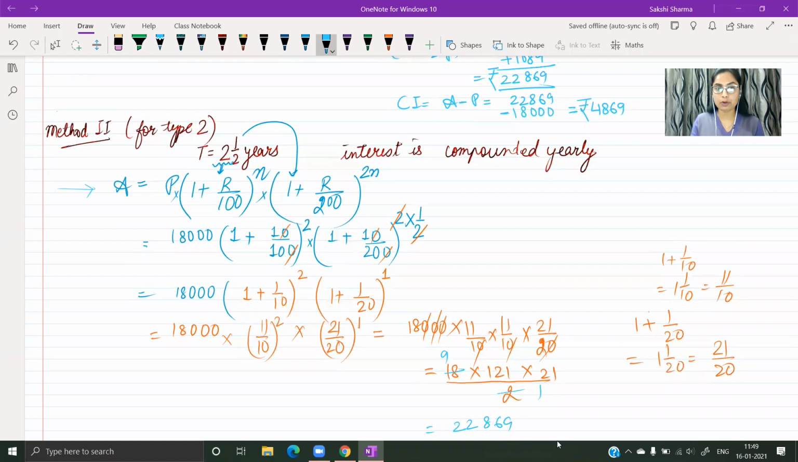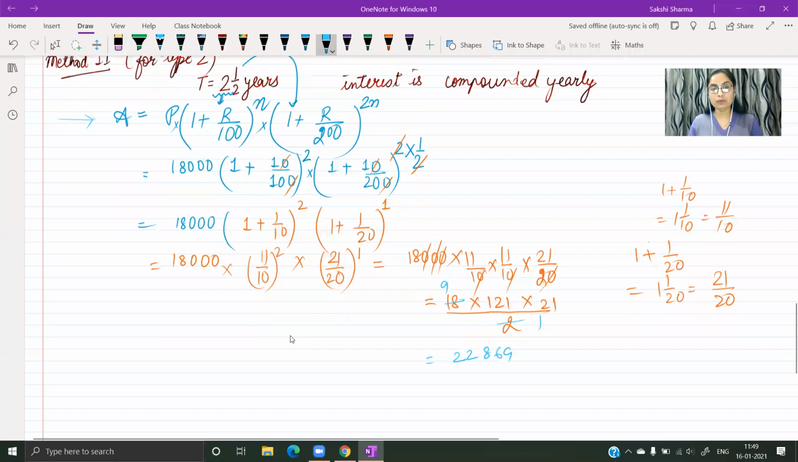Found the compound interest. Once you have calculated your amount, the next step is to find out the compound interest. And in order to find out the compound interest, you have to subtract the principal from the amount. So 22869 minus 18000. And the difference of these two will tell you what is the compound interest.